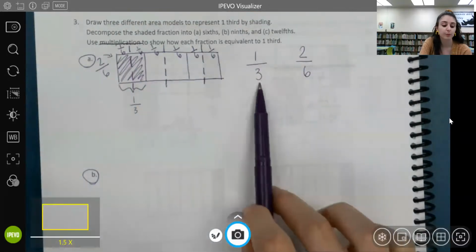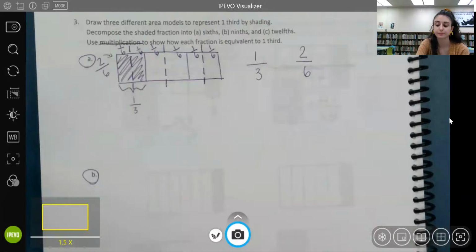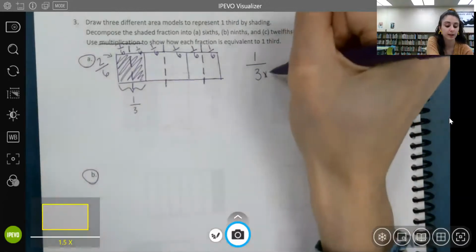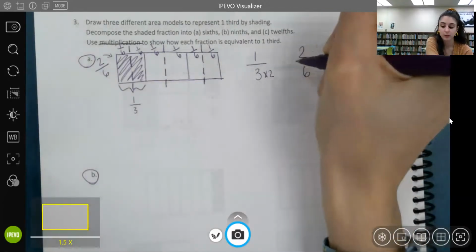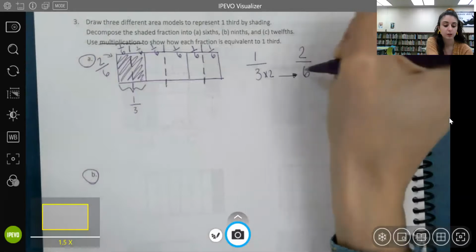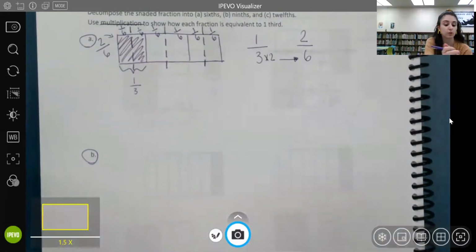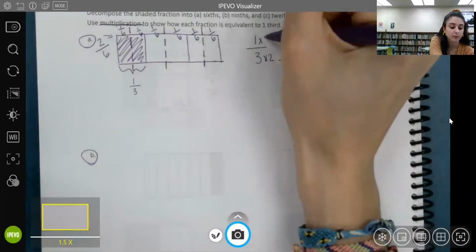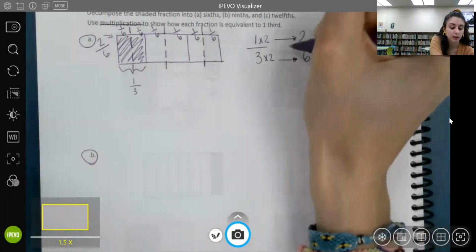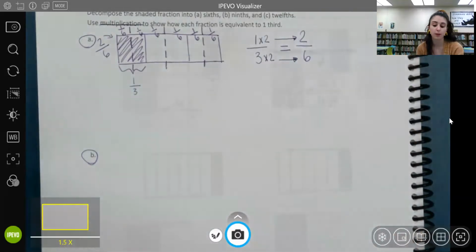So now how do I go from 3 to 6? We multiply times 2, and that will give us 6. So if I multiply times 2 on the bottom, I then have to multiply times 2 on the top. So times 2, equal sign, so 1/3 equals 2/6.